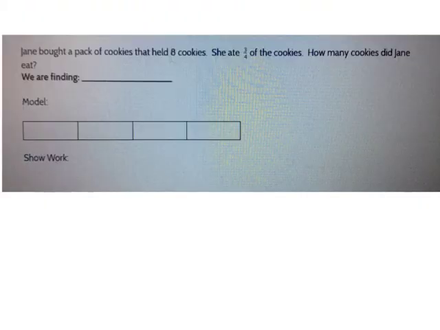Let's do another example. Jane bought a pack of cookies that held 8 cookies. She ate 3/4 of the cookies. How many cookies did Jane eat? We're finding 3/4 of 8, or 3/4 times 8. Let's start by doing a model.